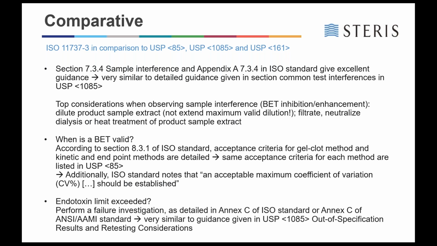With respect to exceeding endotoxin limits in the BET, all standards are giving very detailed guidance on failure investigation. There's a whole Annex C in the ISO standard, which is very similar, almost identical to the Annex C of the American standard, and gives very good guidance and points out also a lot of aspects that you could also find in the USP 1085 in the section out of specification results and retesting considerations.